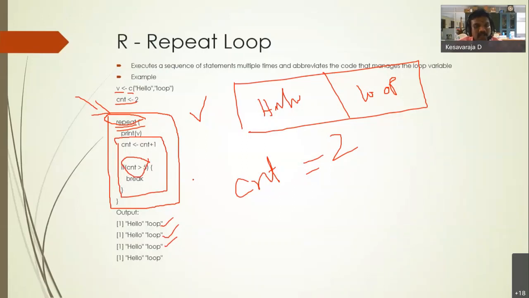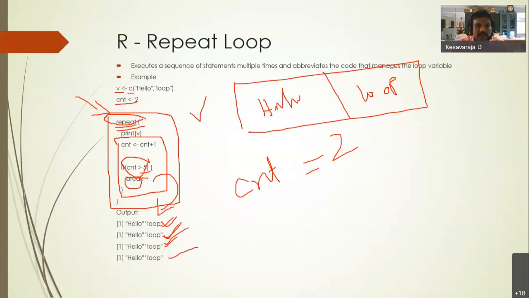so 2, 3, 4 and 5, that's four times, that's not a problem. If the count equals 2, it prints hello loop. Likewise for 3, 4 and 5. If the count equals 6, that is greater than 5, there is a break statement. The break statement exits from the repeat loop.